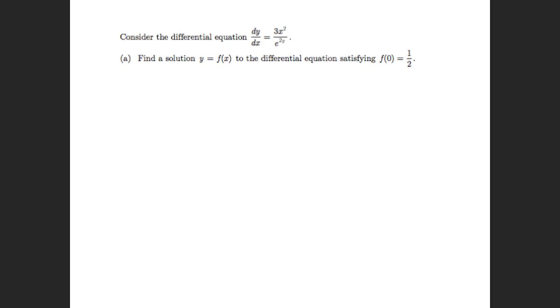Okay, so let's work through this problem. First step, I'm going to separate. So I've got e to the 2y dy is equal to 3x squared dx. I'm assuming you got that far. And then I'm going to take the integral here. So that's just going to be e to the 2y over 2 is equal to 3x squared, which would be x to the 3 over 3 times 3. So that would just be x to the third plus c. Okay, so far so good.